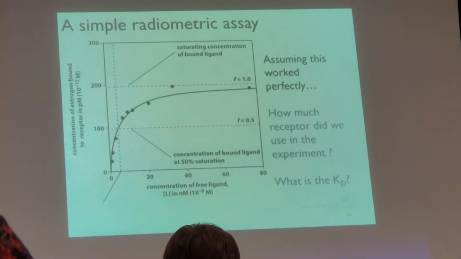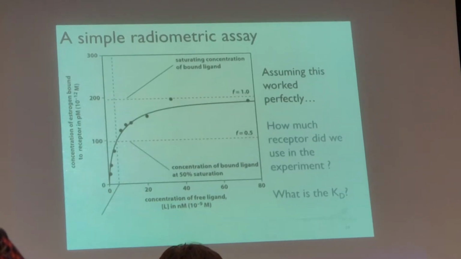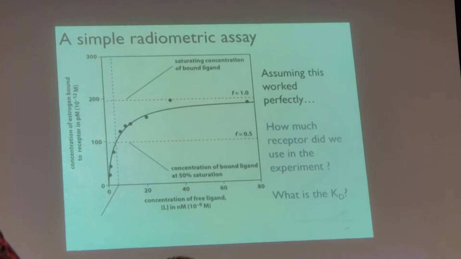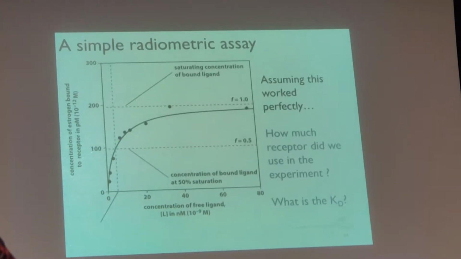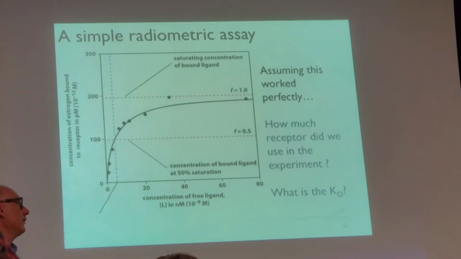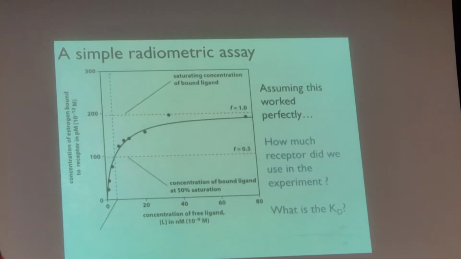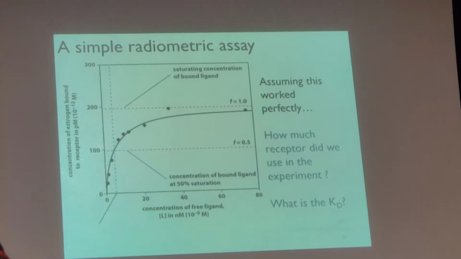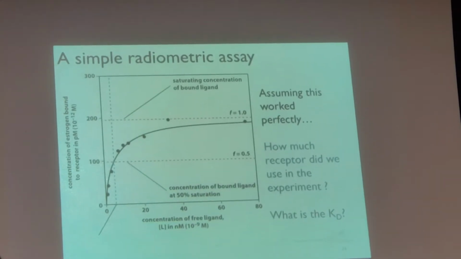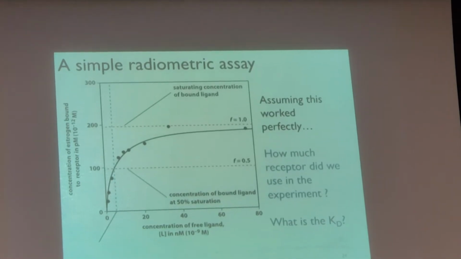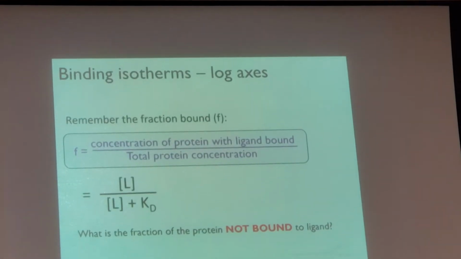All right, so questions in this. Do we need to know how much receptor we've used in the experiment? Do we know from this? Not necessarily. We do need to know what the free ligand concentration is, clearly, when we're doing the titration and collecting all these points. But if we do this really well, we should be able to determine the dissociation constant. So it's easy enough experiment as long as you're bold enough to use radioactivity.